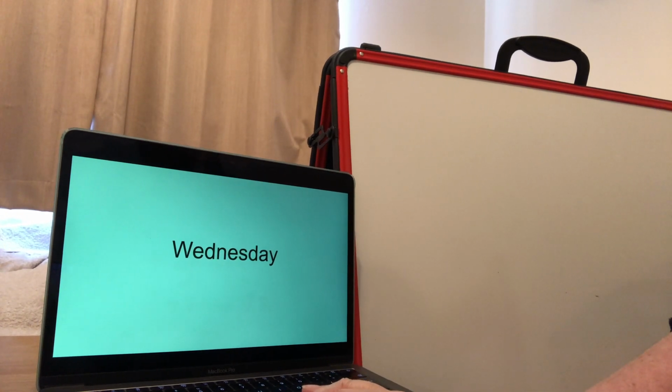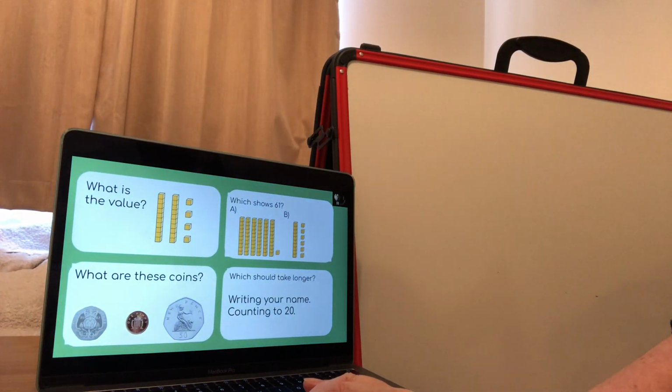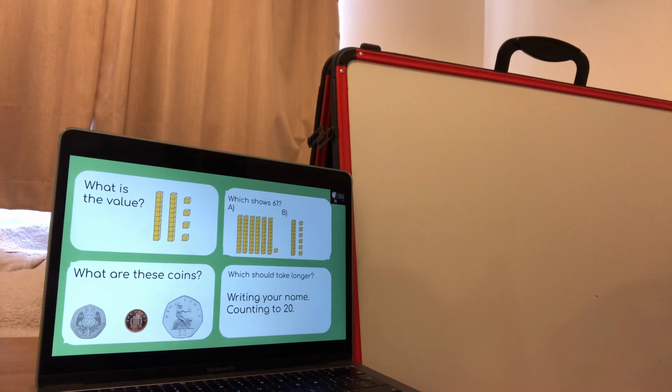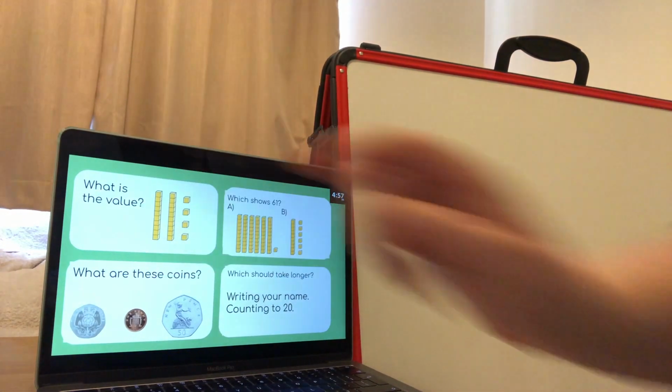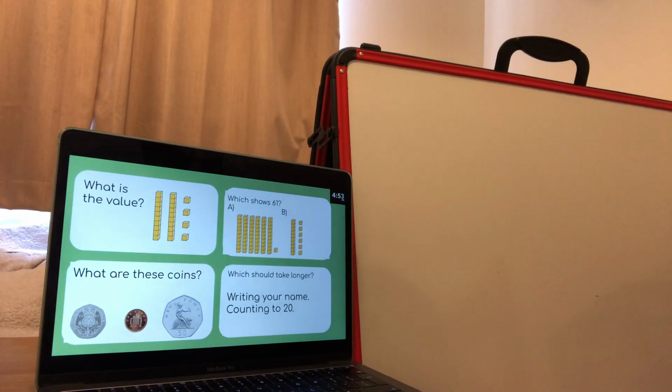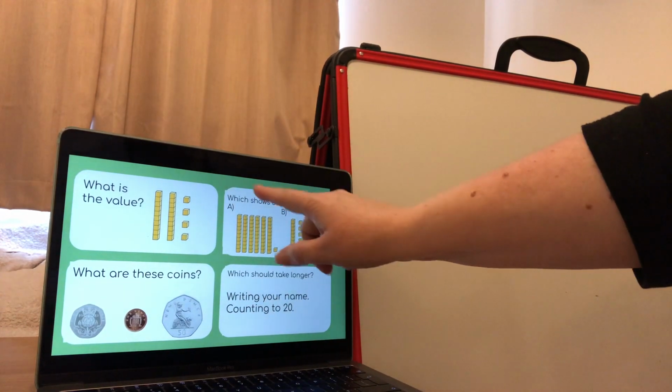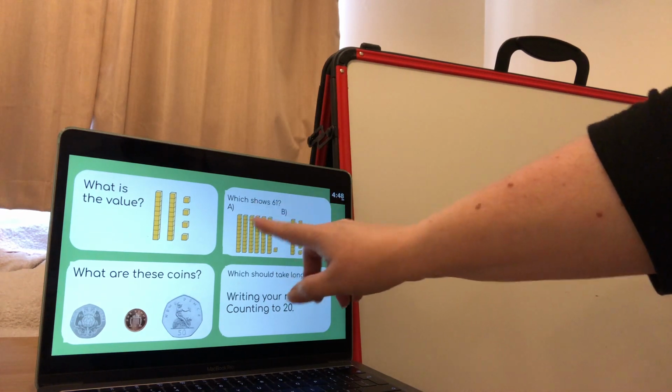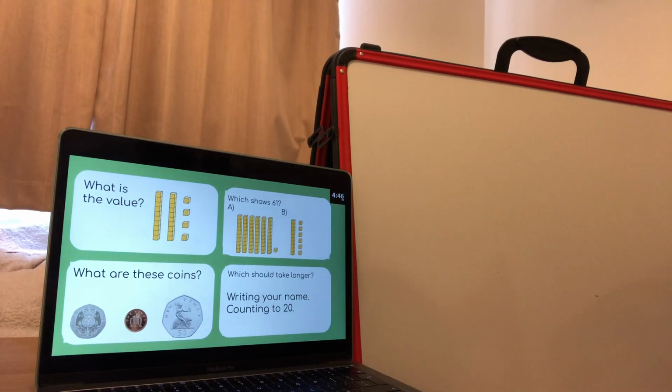Okay, so let's get started with our retrieval questions. So the first question is, what is the value? Can you have a look at how many tens and how many ones there are? Question 2, which shows 61. Again, look at the number of tens and ones to help you.